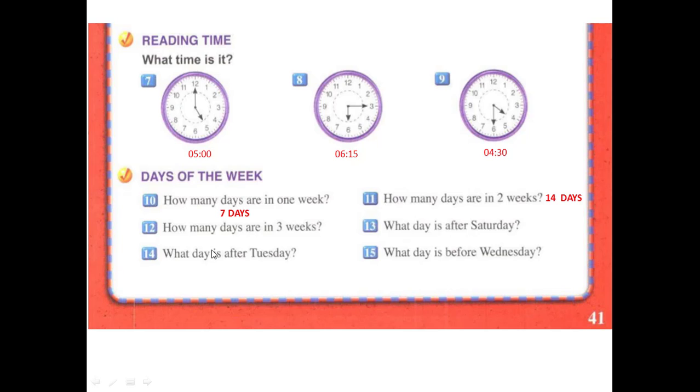What about how many days are in 3 weeks? Now you have 3 sevens. 7, 7, 7. 7 days plus 7 days plus 7 days is going to be what? It's going to be 21 days. Okay?